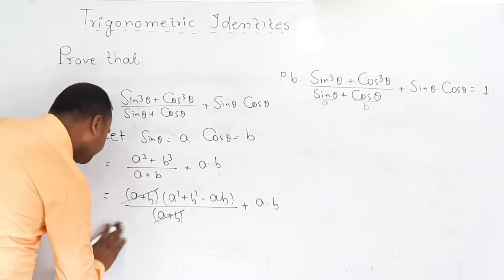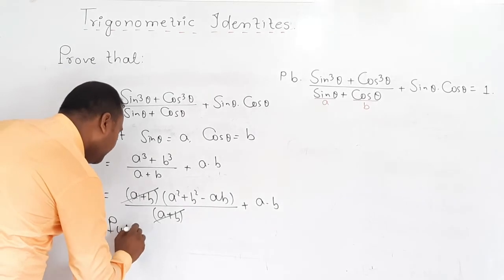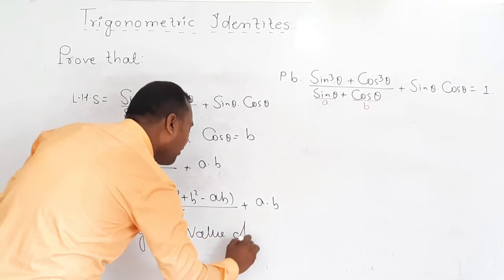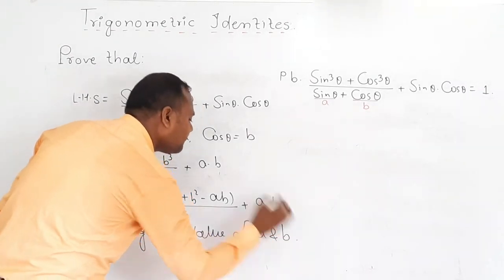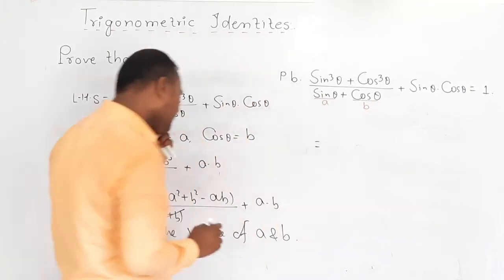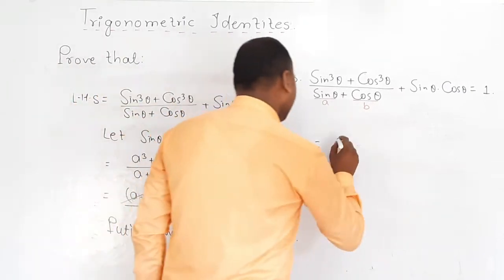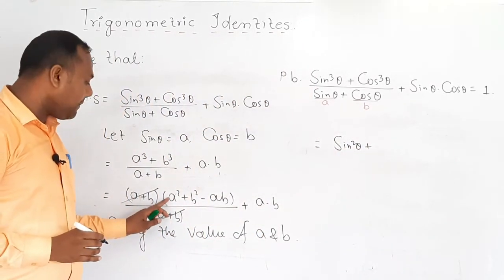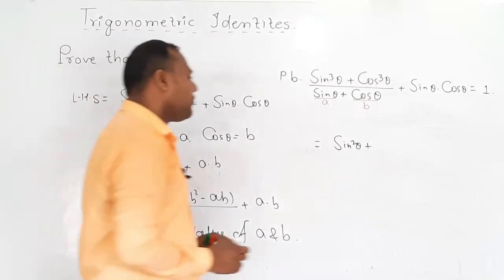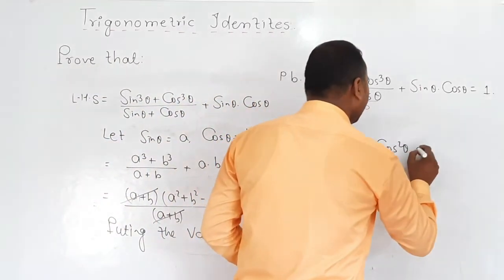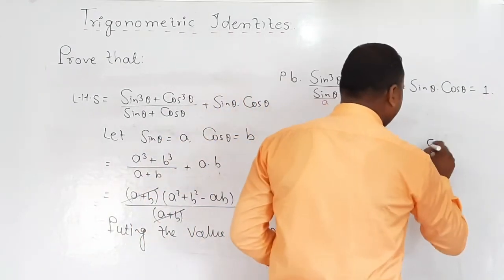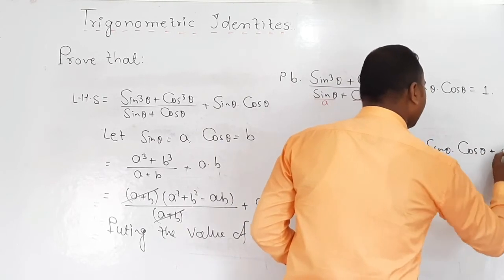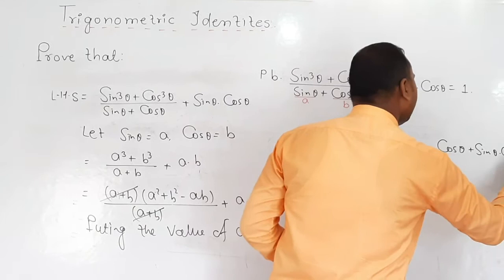Now putting the value of a and b. That's why we can say that sin square of theta, here sin square of theta in the place of a, and here cos square of theta in the place of b, minus sin theta into cos theta, and plus sin theta into cos theta.